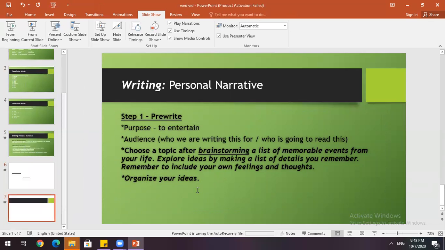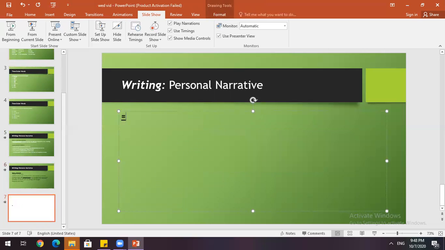What is step two? Once we have brainstormed and made our chart and we know what we are going to write about, what's the next thing we do? We start to write our first draft. Now, what is a draft? A draft is our personal narrative, but it is unfinished. So we still have to review it after. We have to check for mistakes, for grammar, for punctuation. We have to proofread. So step 2 is draft. Second, we write our draft.